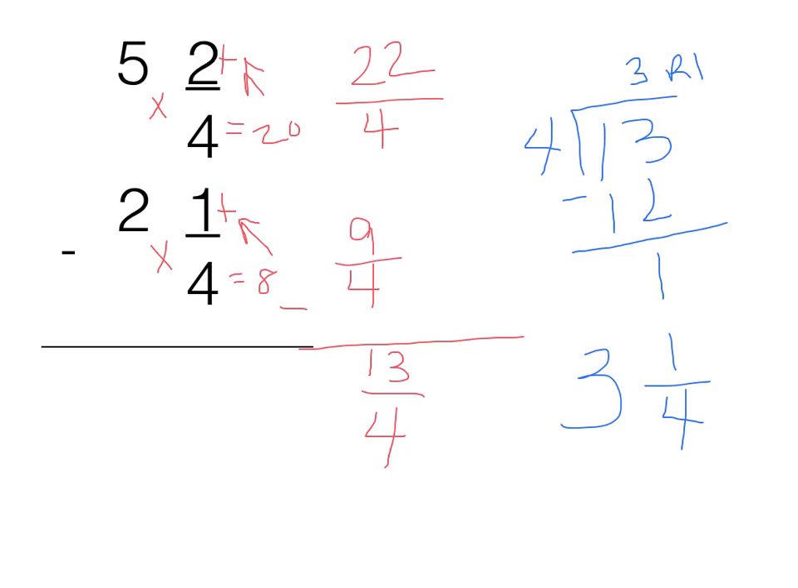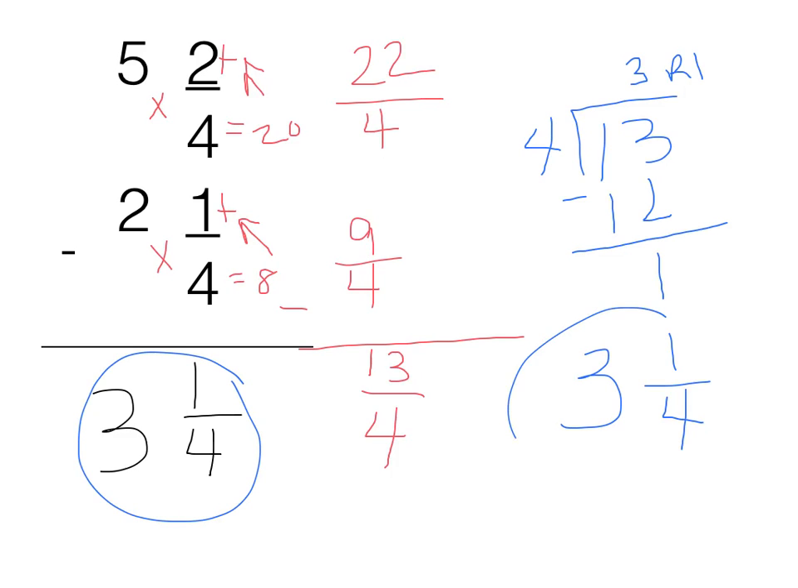Now, if I did subtract them up and down, I would get the same answer. Keep my denominator of 4. 2 minus 1 is 1, and 5 minus 2 is 3. So I do get the same answer when I do both ways.